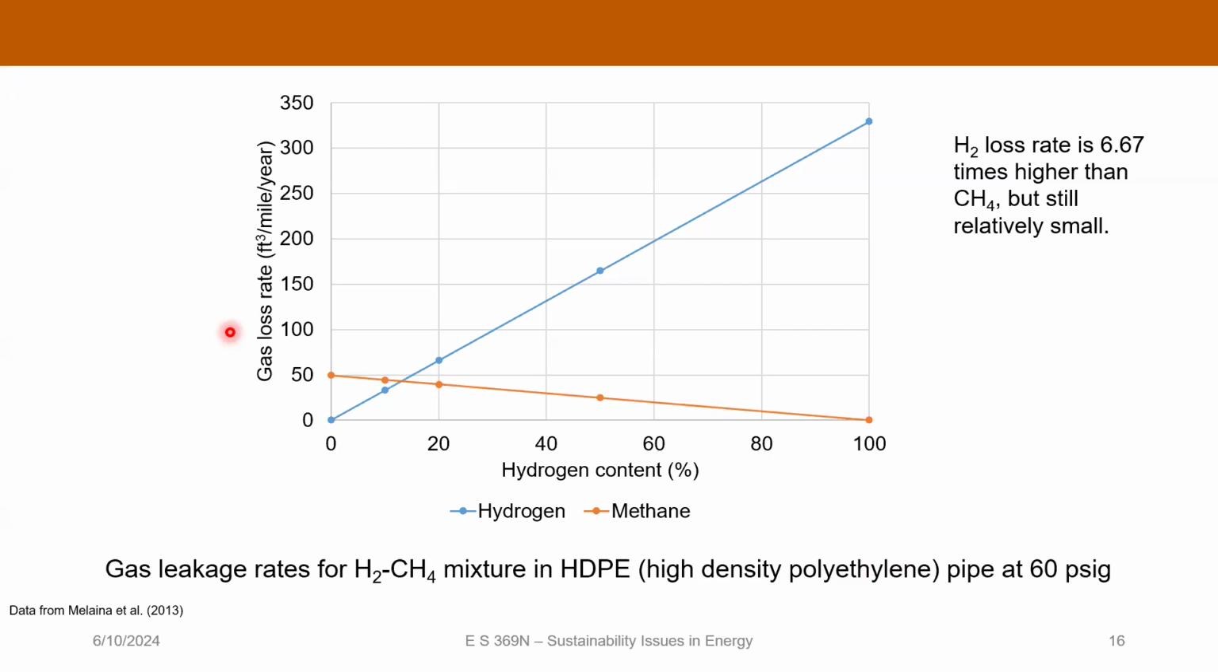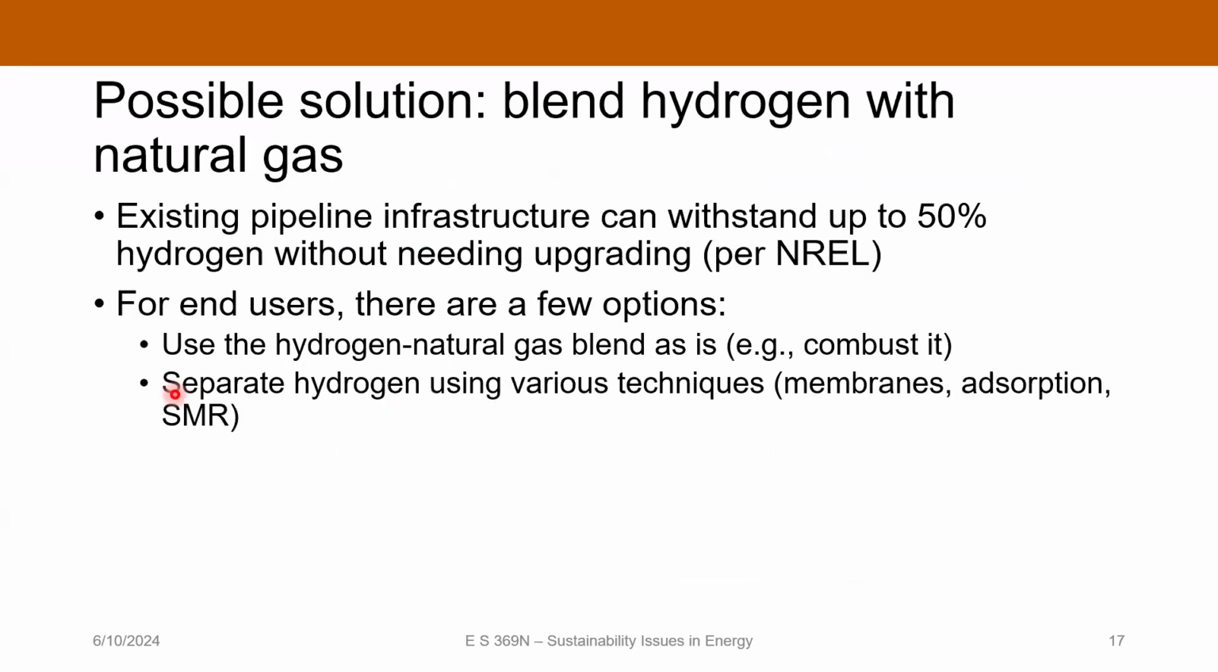In a subsequent lecture, I'll talk a little bit about why we want to minimize hydrogen leaks, because it actually is not such a great thing to get into the atmosphere. But at least we're comparatively losing not a whole lot of hydrogen through this diffusion issue.